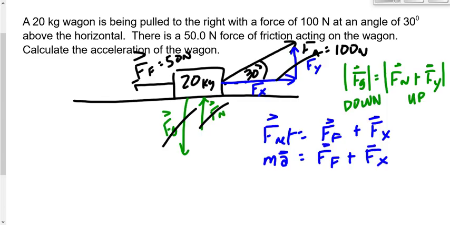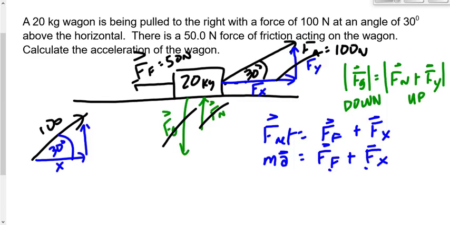We've got a funny angle, right? Take it off to the side and get rid of it. You can find Fx, right? Cosine 30 degrees is equal to x over 100. Solve for the value of Fx. Sub it in here, make it positive. Ff is negative 50. M is 20. Solve for the acceleration, right? Is it a hard question? No, once you see it done, right?